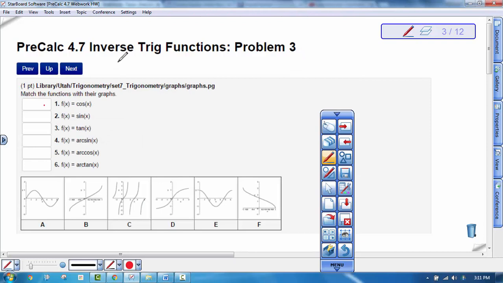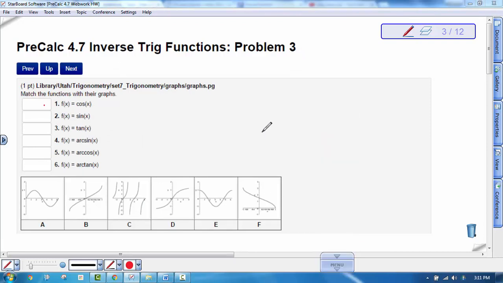Okay, the next problem wants us to match these with the ones below. I know these are kind of small, I can make them bigger, but I would get rid of cosine and sine first, because those are the ones we're really familiar with. Cosine starts off at its largest value, and then is a sinusoid wave from there. And you can double check, this is pi right here, where at pi, cosine is negative 1 at its lowest value, so that's E. And sine is A.